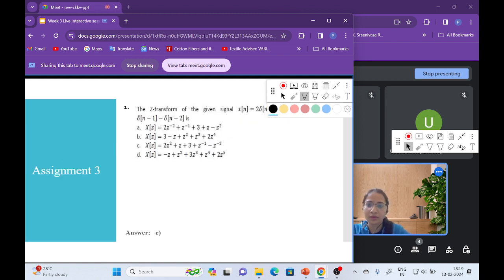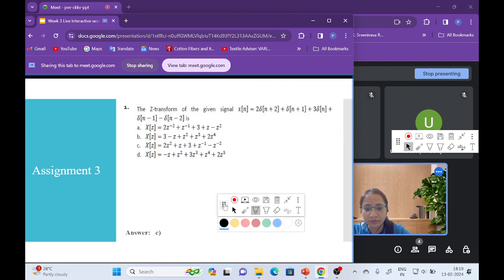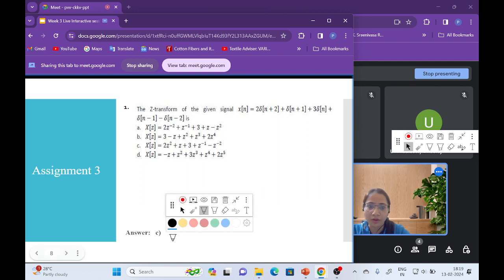So now these are assignment 3 problems. Okay. So the first question is: the Z transform of a given signal x of n is equal to 2 delta n plus 2, plus delta n plus 1, plus 3 delta of n, plus delta n minus 1, minus delta n minus 2. What is the correct option for this question?